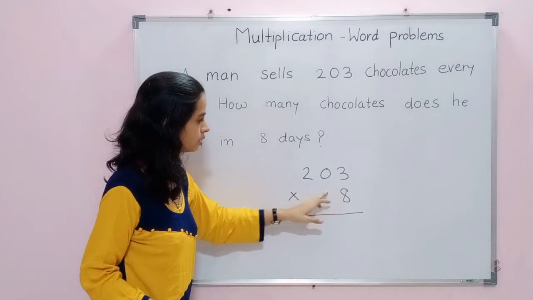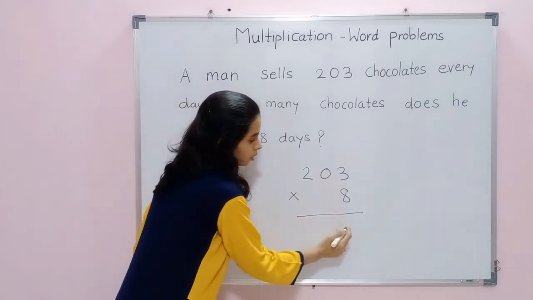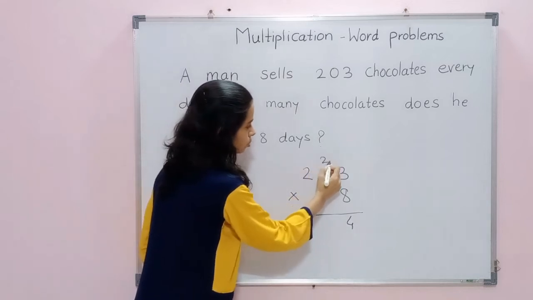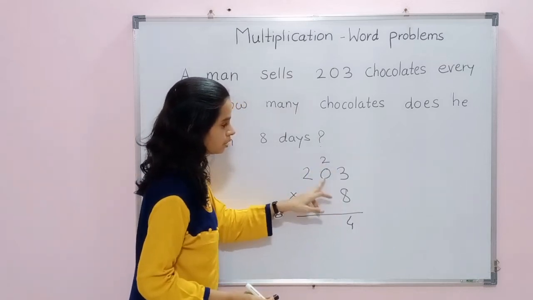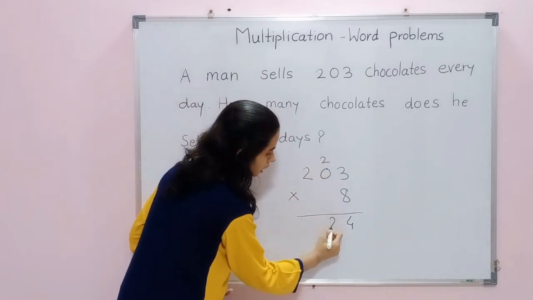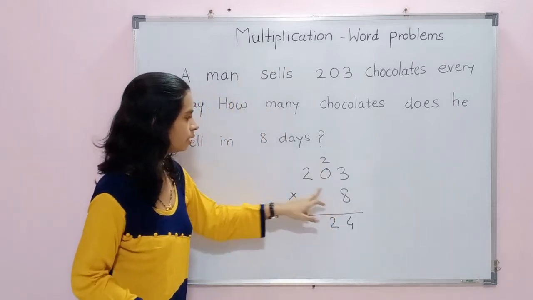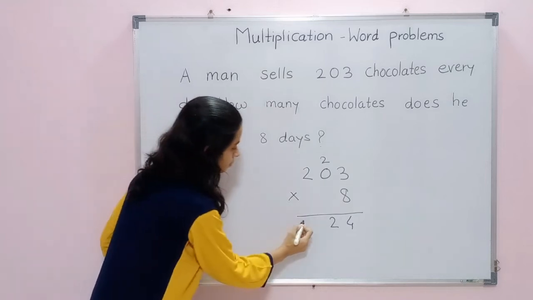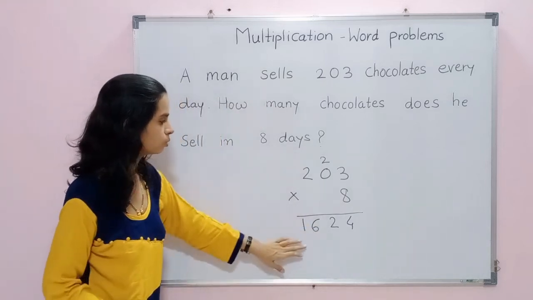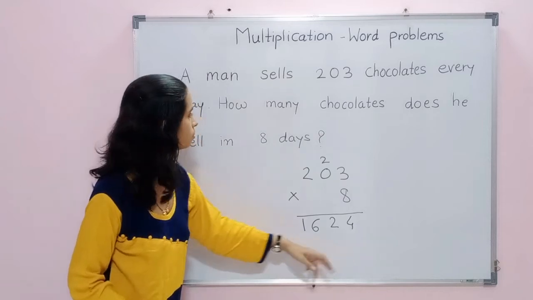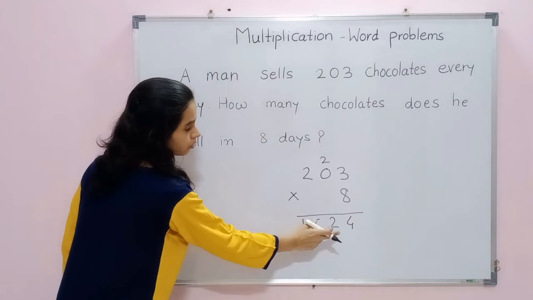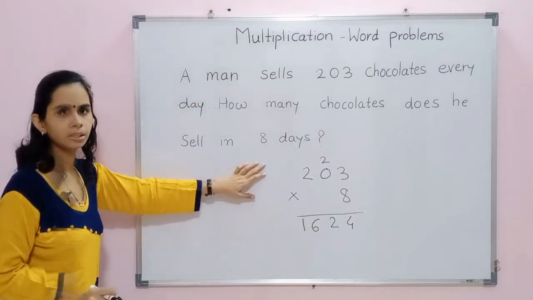Now solve this. 8 3s are 24. We will write 4 here and carry this 2 here. 8 zeros are 0 and so this 2 will remain as it is. 8 2s are 16. So our answer is 1624. Means he sells 1624 chocolates in 8 days.